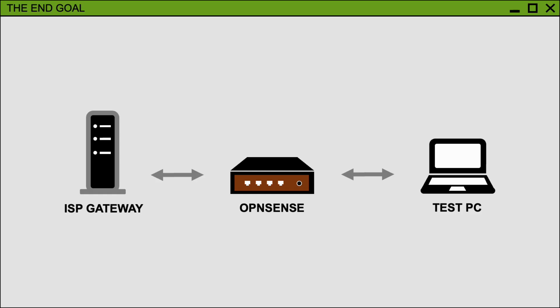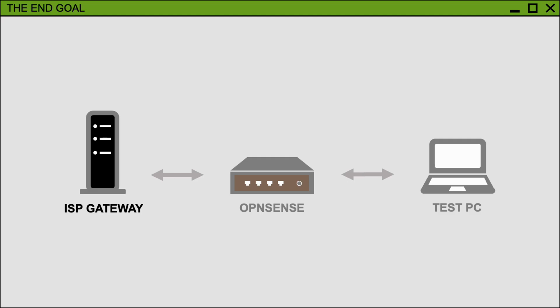I'm going to assume that you already have a working ISP gateway and a test PC. The gateway is provided by your internet service provider. This is the device that you use to connect to the internet. Your ISP may call it something different, but in this course, I'm going to refer to it as the ISP gateway.